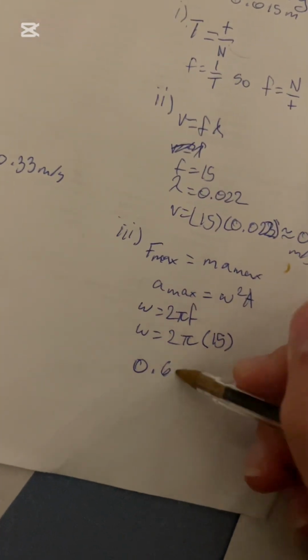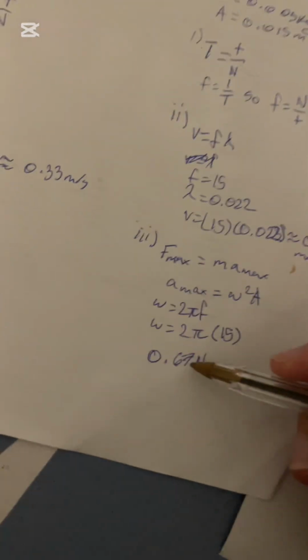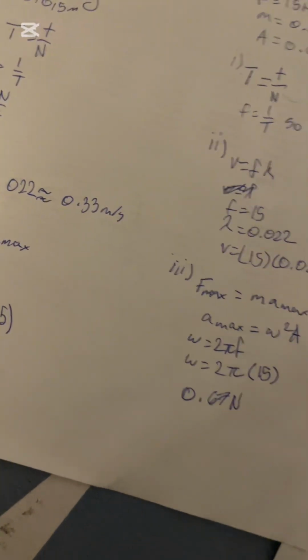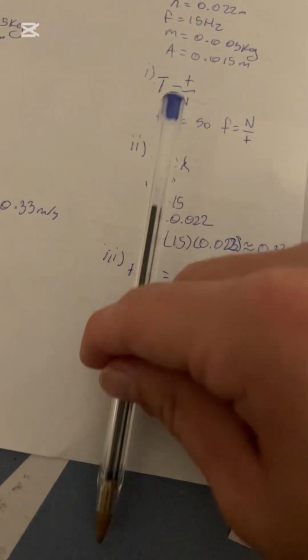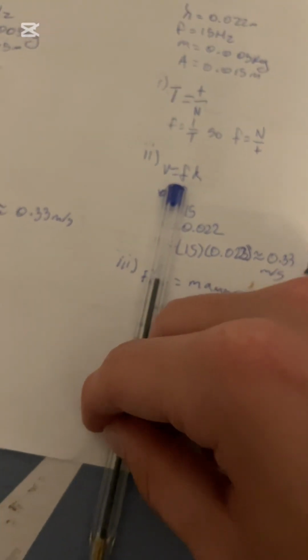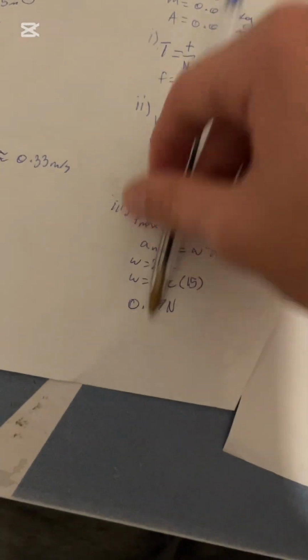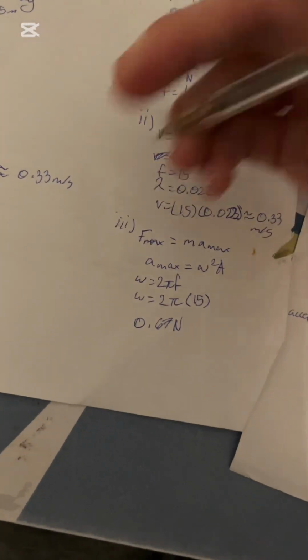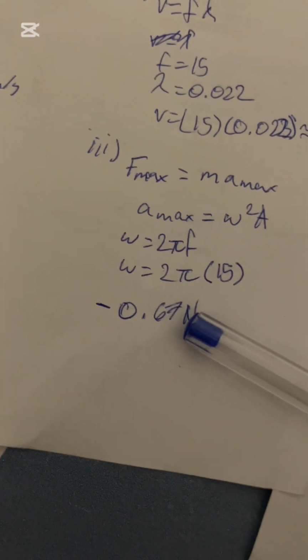The reason why we can say that it's negative 0.67 is if we imply that an upward force is the positive direction, and we can say that when it's reached its minimum, it would also reach a maximum displacement downwards, which is why we use a negative sign. So we get negative 0.67 newtons.